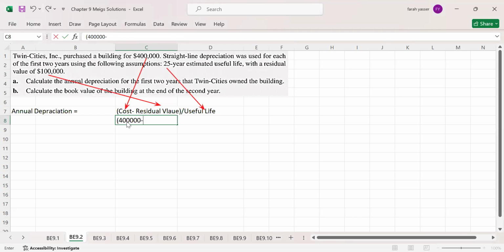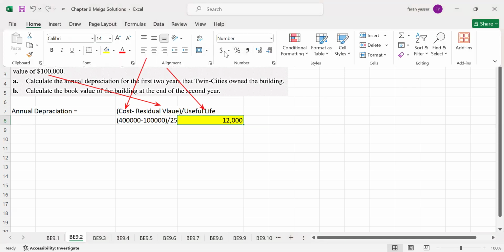400,000 minus $100,000 divided by life, which is 25 years. So the annual depreciation would be divided by this amount. So we are going to divide it, and the amount is $12,000. This $12,000 is basically the depreciation per year.